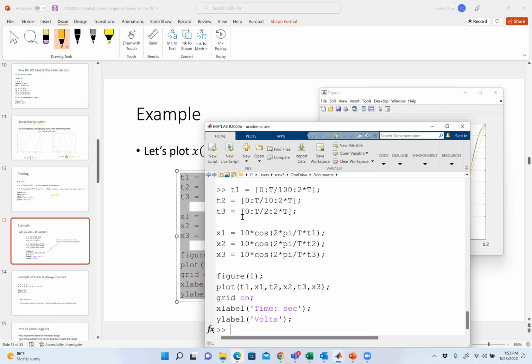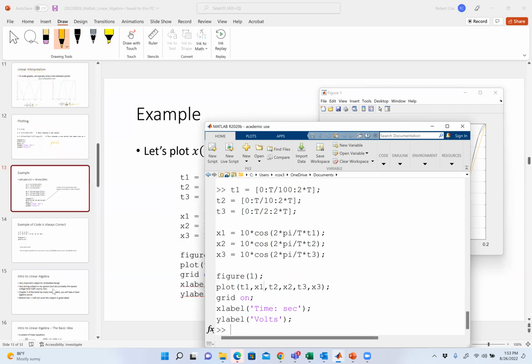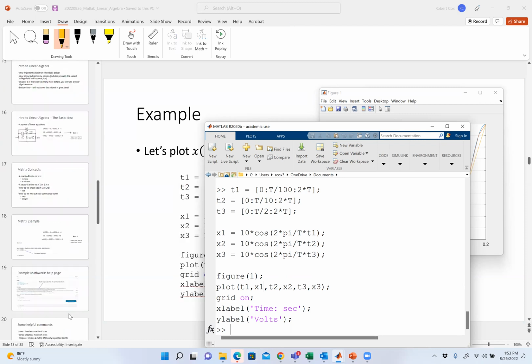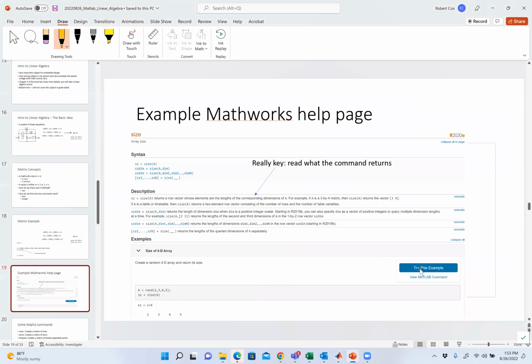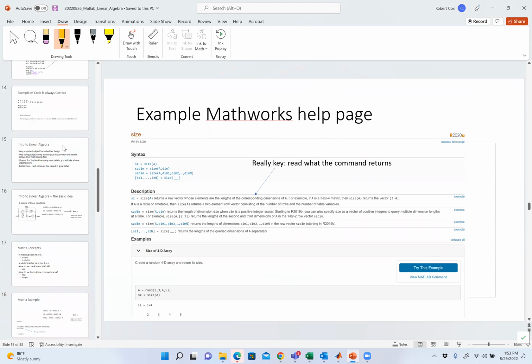But if you Google a command like plot, it'll have all kinds of examples. Those examples will have code, and they usually have a button that says, here's an example, try this example. If you click that button, it'll copy the code, and you can just paste it right into MATLAB to try it out.